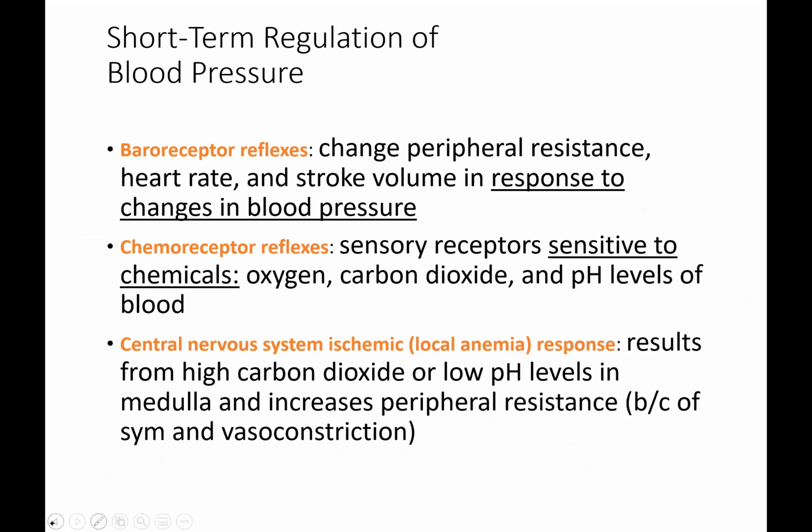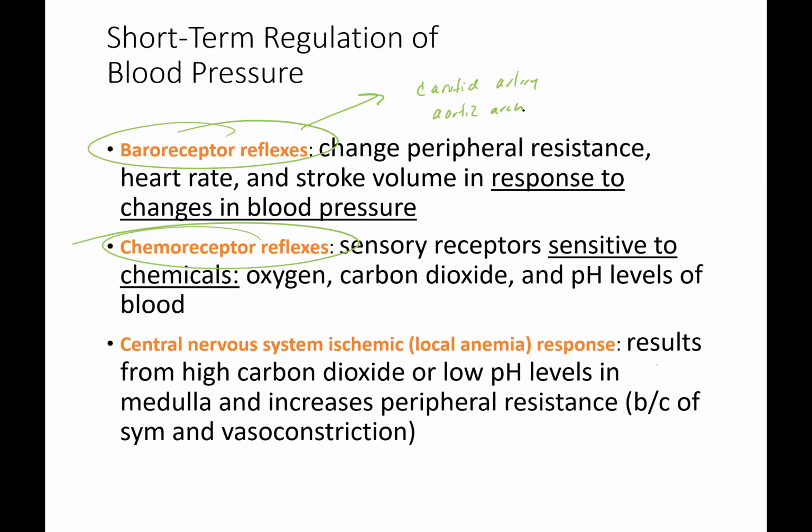Okay, short-term regulation of blood pressure. We have the baroreceptors and the chemoreceptors. Okay, the baroreceptors and the chemoreceptors are both found in the carotid artery and the aortic arch. Okay, so the carotid artery area and the aortic arch, we find the baroreceptors and the chemoreceptors.